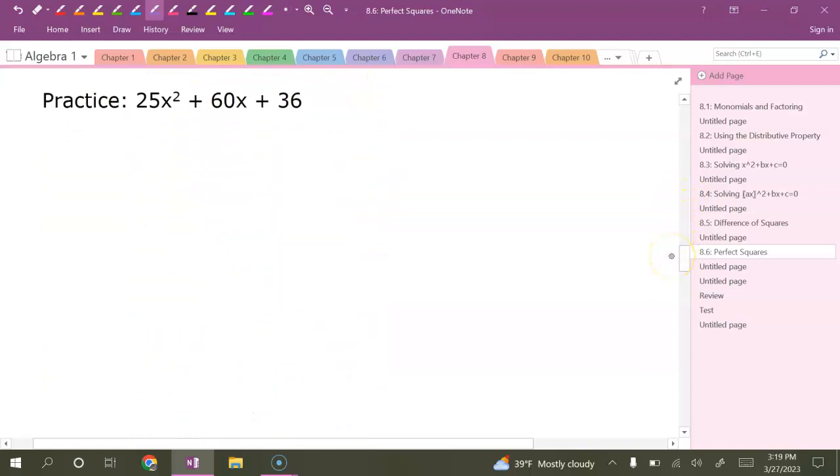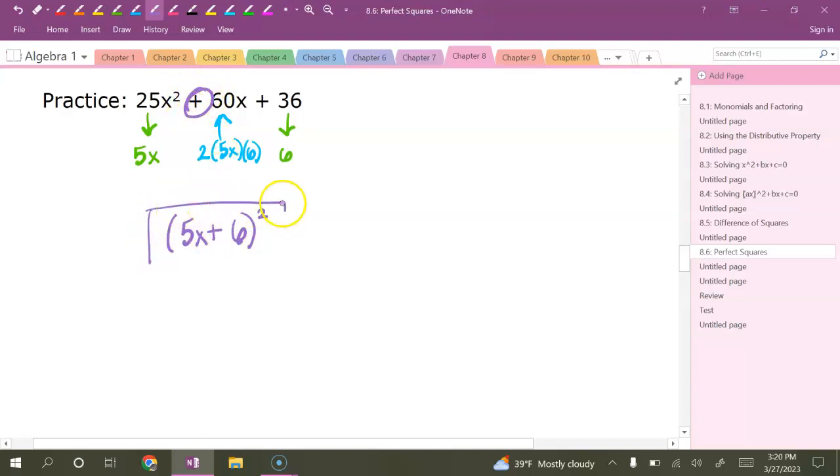Okay, moving on to this practice problem here. I automatically see that these are perfect squares. This square roots to 5x. This square roots to 6. 2 times 5x times 6 is 60x. So then I grab the 5x and I grab the 6. That whole quantity gets squared, and you needed a plus sign in the middle of this one because that sign before the x term was a positive. And you don't have any numbers sitting in front of this one because we didn't have to take anything out in order for us to do this problem.